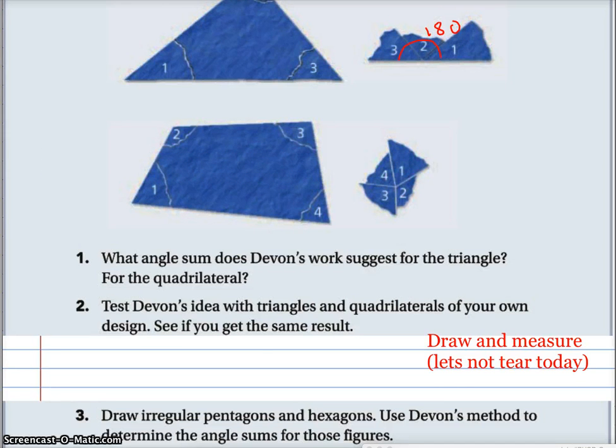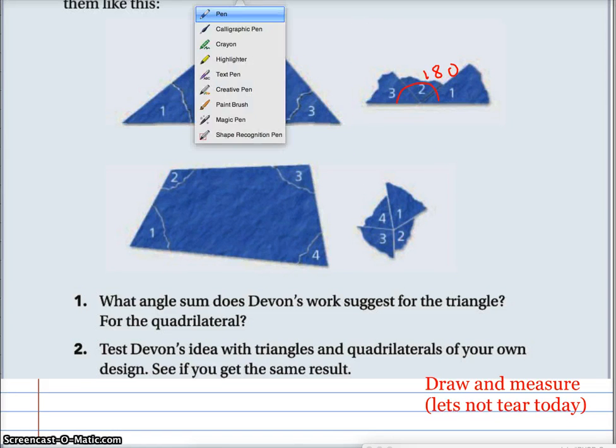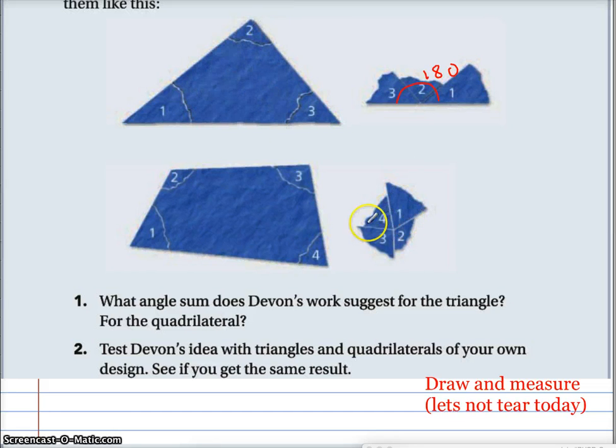And for the quadrilateral, we can make the same idea. I can start anywhere and draw all the way around 360 degrees. So what does the angle sum suggest for the triangle? 180 degrees, and for the quadrilateral we can say 360 degrees. Now it says, test Devin's idea with triangles and quadrilaterals of your own design.